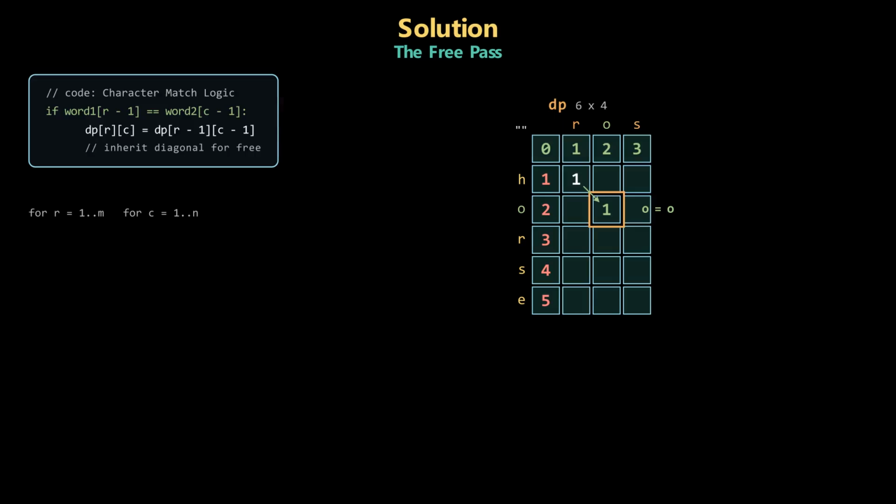At every single cell, we check if the characters in our strings match. Remember, because our grid uses one-based indexing due to the empty string cushion, we look back at our string characters using r-1 and c-1. Because both characters are an O, no edit is required. We execute our first critical logic path: we inherit the exact value from our diagonal neighbor for free.